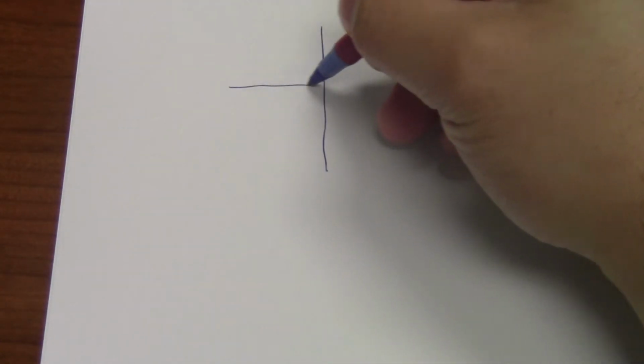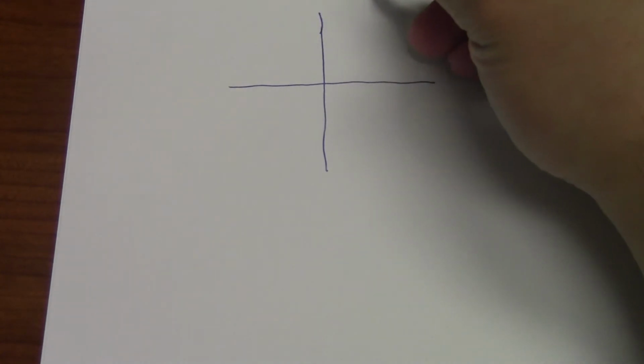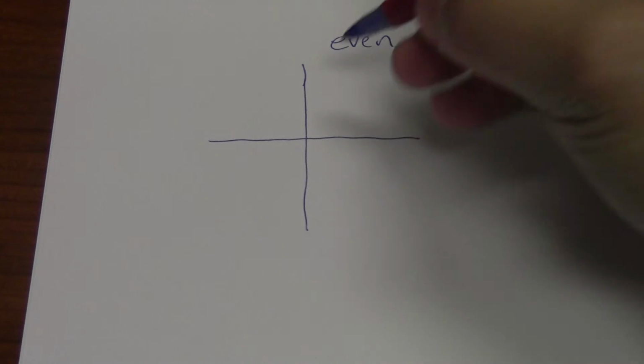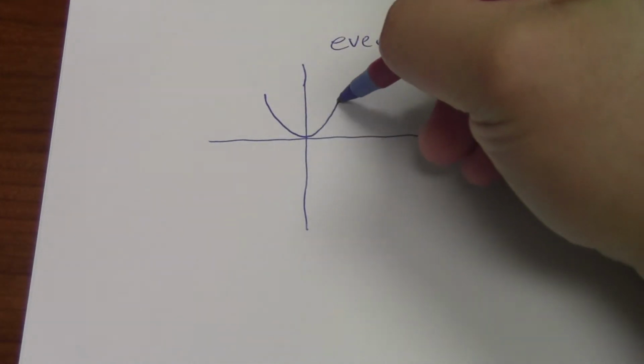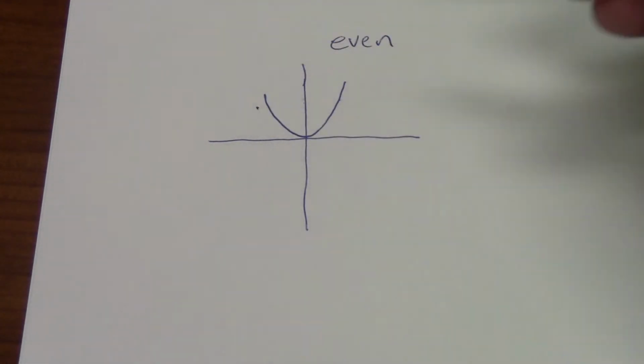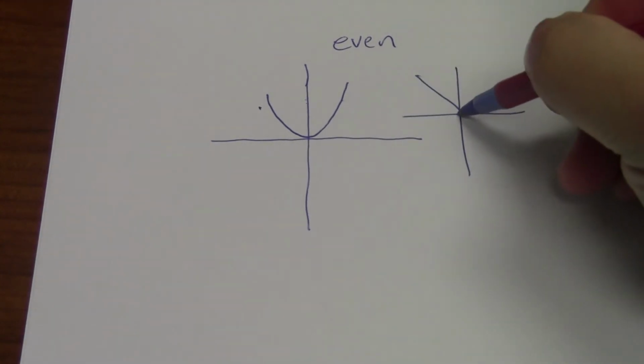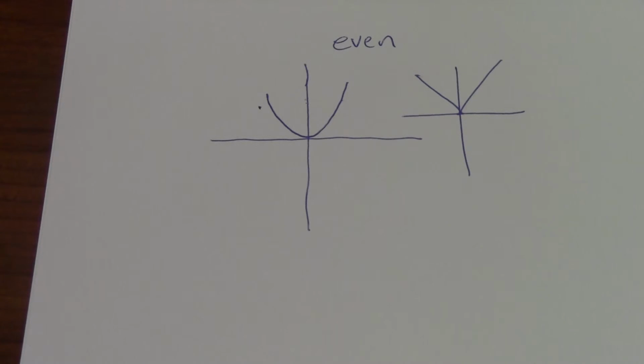All right, last part is just figuring out even and odd functions. All right, if you have basically an even function, it shows symmetry. So if you have this, that's symmetrical. If you had that, that's symmetrical. So these are all even functions.